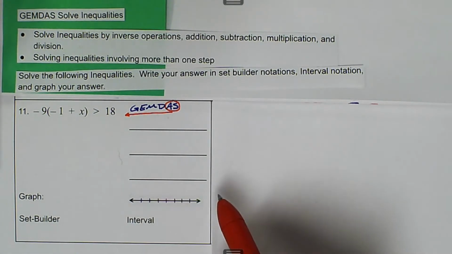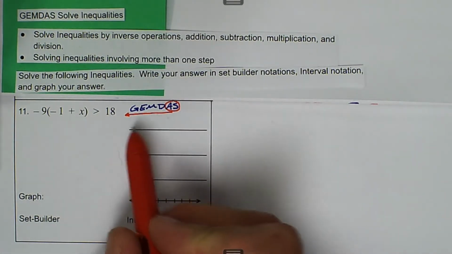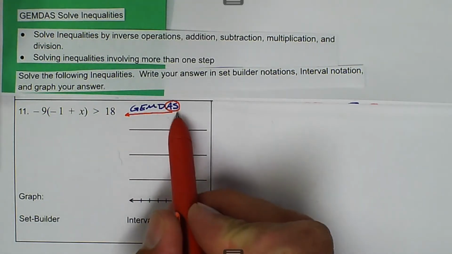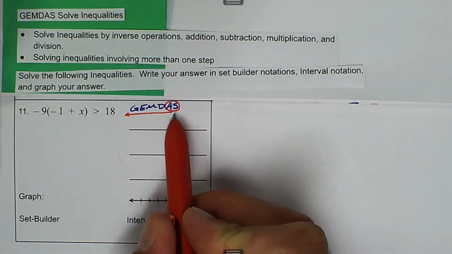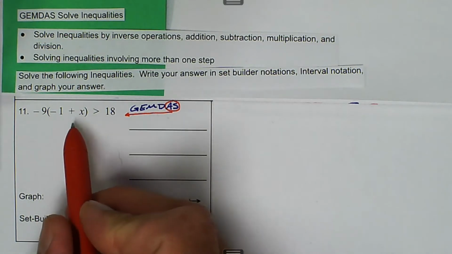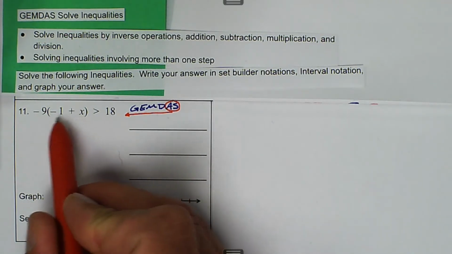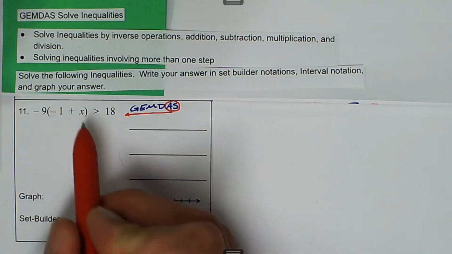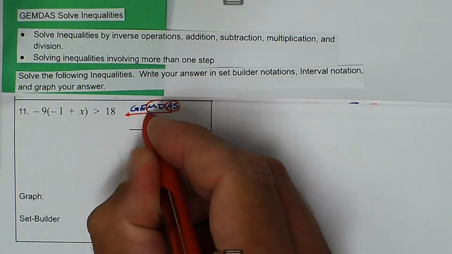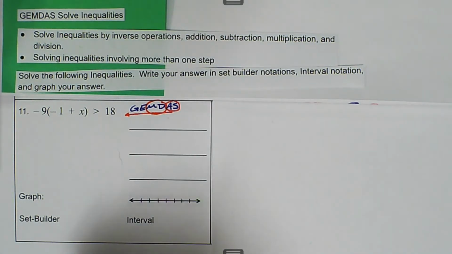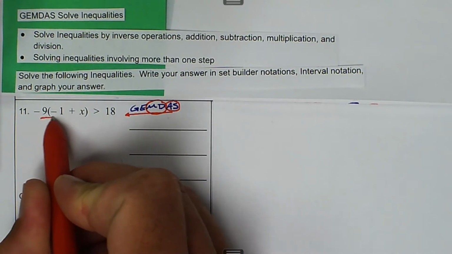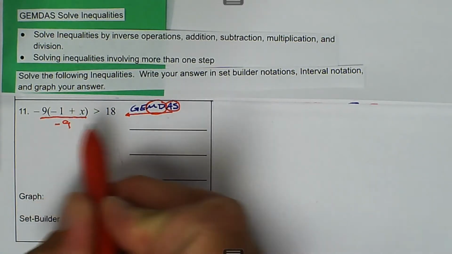So first one here, we're going to use GEMDAS, and we have it written down here. The first thing we see is addition and subtraction, because whenever we solve, we want to start with addition and subtraction and work to groups. We do have addition and subtraction right here, but it's inside a group, so we have to wait till the end to deal with that. The next one that we come to is multiplication and division, and we have to do the inverse. We have multiplication here, so then we're going to divide by -9.